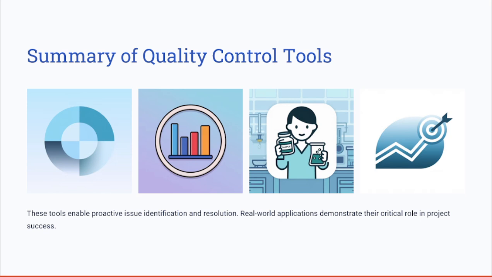Finally, we've talked a lot about all of these quality control tools and techniques. Quality control tools are an integral part of any project's success. From identifying defects using control charts to prioritizing issues with Pareto analysis, all of these techniques provide actionable insights. So ensure that you utilize these when doing your quality control as part of your project management and quality management journey. All of these tools enable proactive issue identification and resolution, ensuring that you have a critical role in the project's success.